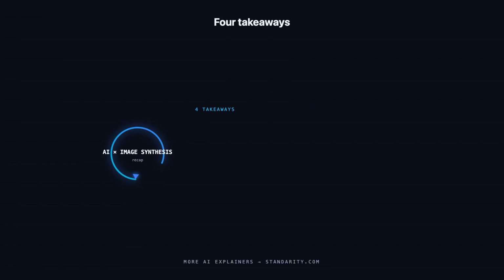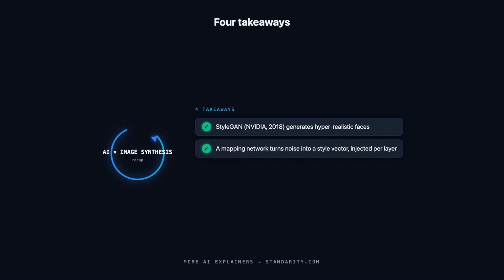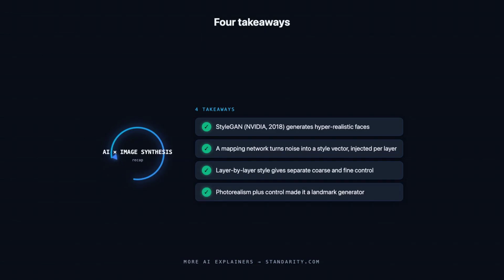Alright, let us lock in the essentials. StyleGAN, from NVIDIA in 2018, generates hyperrealistic human faces and powers the famous thispersondoesnotexist demo. Instead of feeding raw noise in, a mapping network turns it into a style vector that gets injected at every layer of the generator. Because style enters layer by layer, coarse features like pose and fine features like texture become separately controllable, which is exactly what enables style mixing between two faces. That combination of photorealism and control made it a landmark in generative imaging.